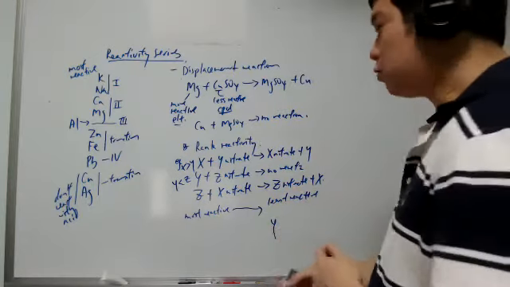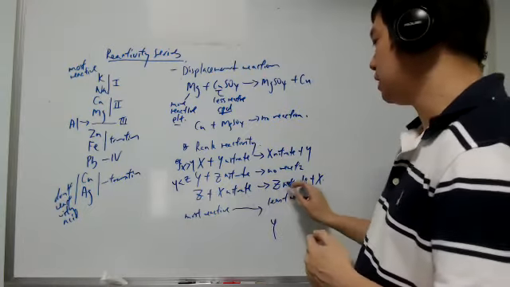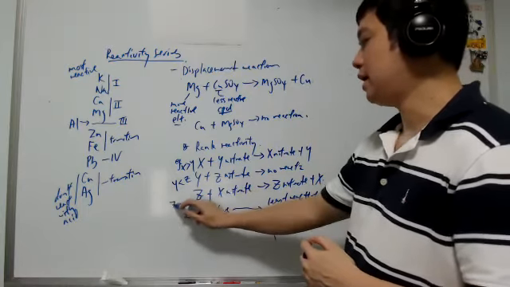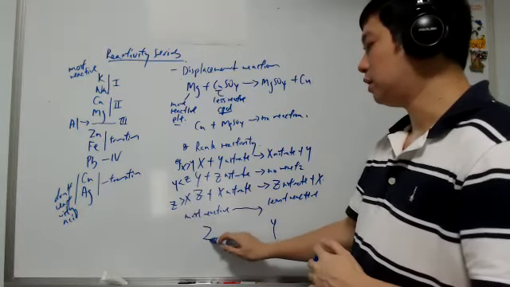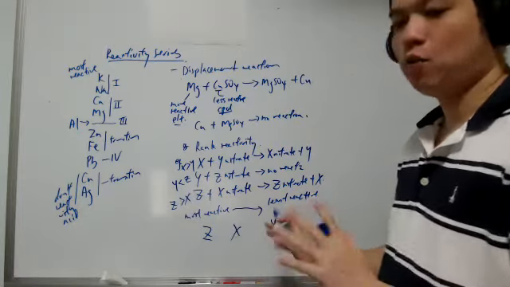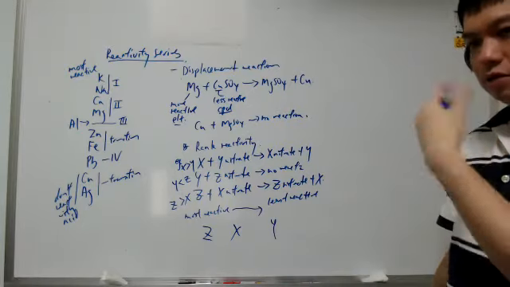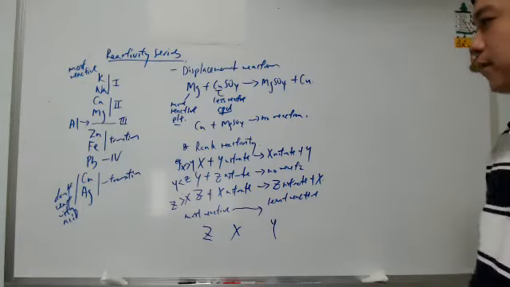Then Z and X, which one is more reactive? The last equation tells you Z plus X nitrate, you get Z nitrate plus X. Means Z can displace X, so Z is more reactive than X. So Z is the most reactive metal, followed by X and Y. This kind of question is very important and very common in O level or N level. So you need to make sure you know displacement reaction.